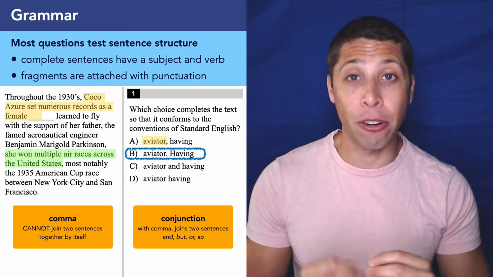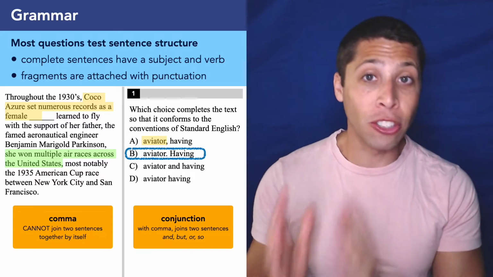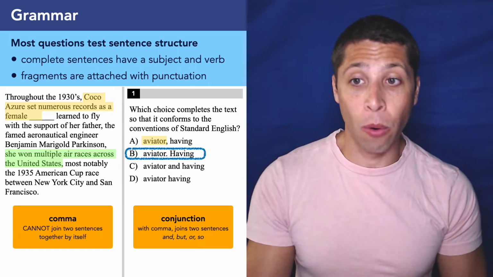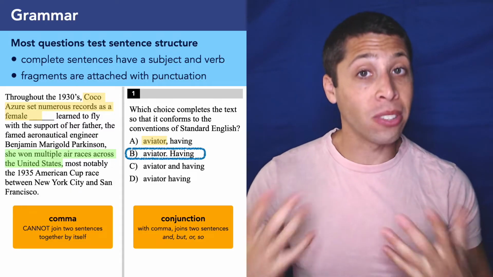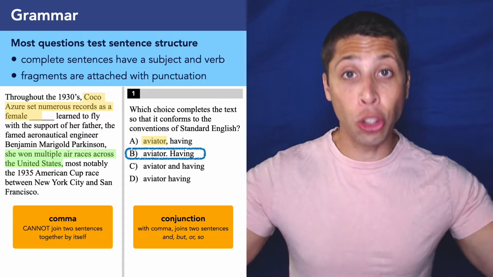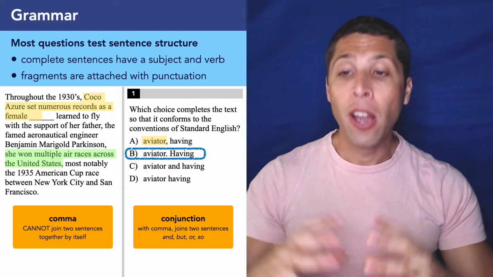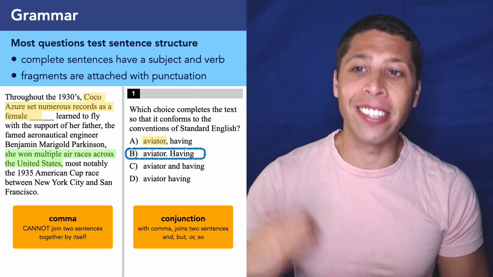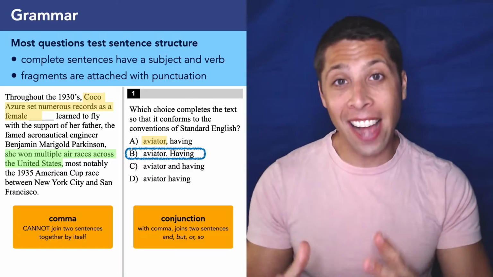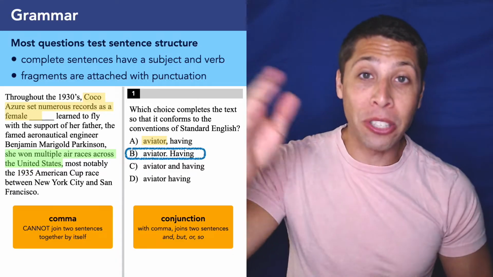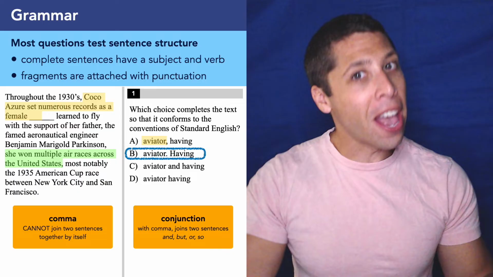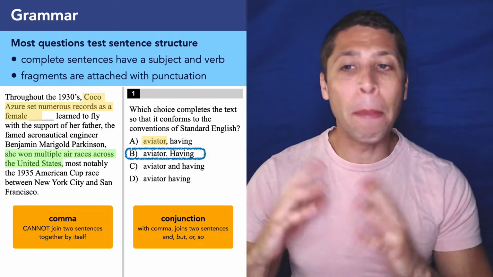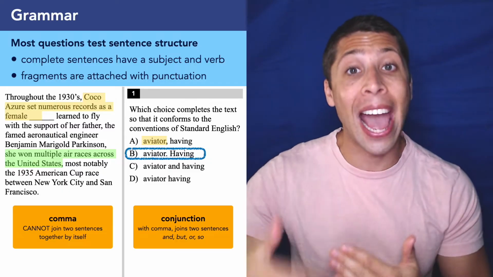Maybe you've heard the little acronym FANBOYS, but the conjunctions that really matter are and, but, or, and so. What a conjunction does in terms of sentence structure is it lets us join two sentences together with a comma. By itself, it's not going to be enough to join the sentences, and that's the problem with choice C: it doesn't have the comma. If there was a comma before that and, then we're okay. Then we can use it to join the two sentences maybe, but by itself it's not okay. So it's kind of a half measure.